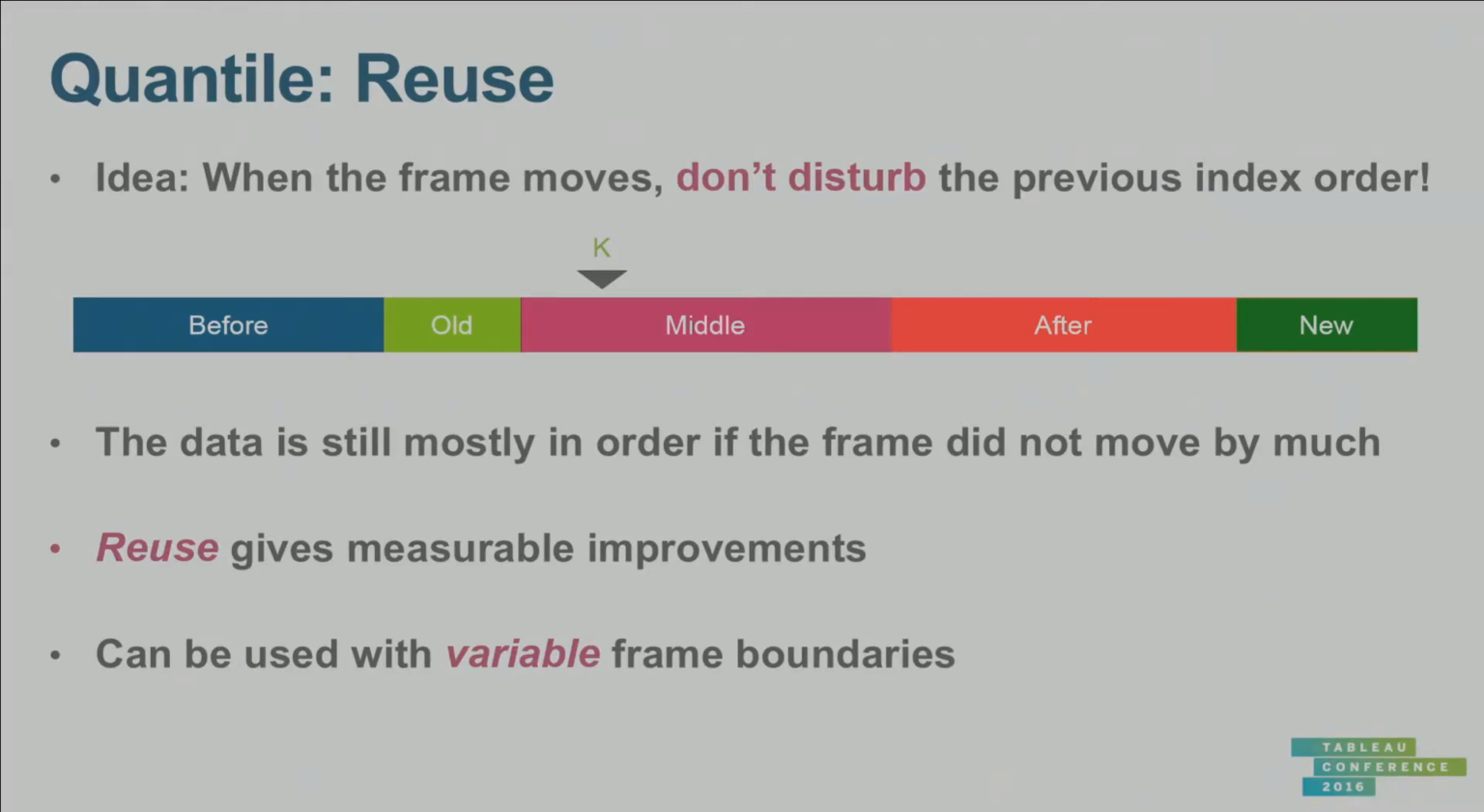Now what we can do when we're in the windowing situation is when we move to the next frame, the idea is we don't disturb the previous index order. We just go through and find the indexes that are now out of range and squish everything down. That will be the old stuff in the picture. And then when we get to the end, we can start putting in the new indexes that just came into the frame. And the data is now still mostly in order, especially if the frame didn't move by much. So by doing this reuse approach, we can get some very measurable improvements.